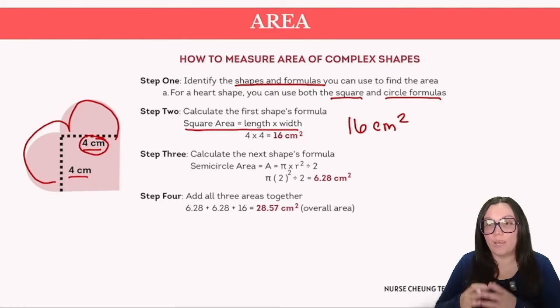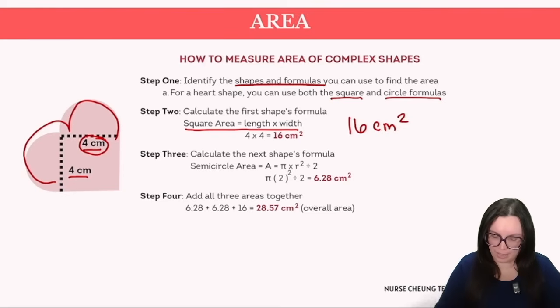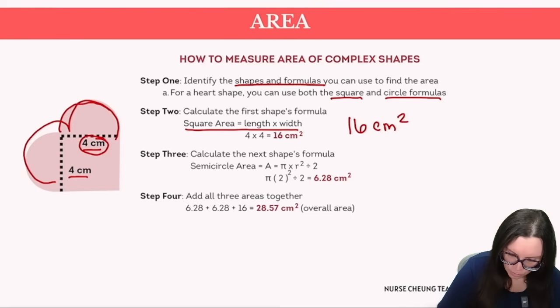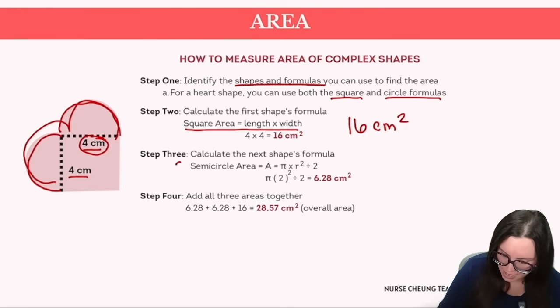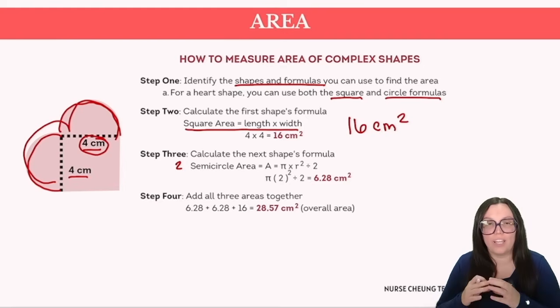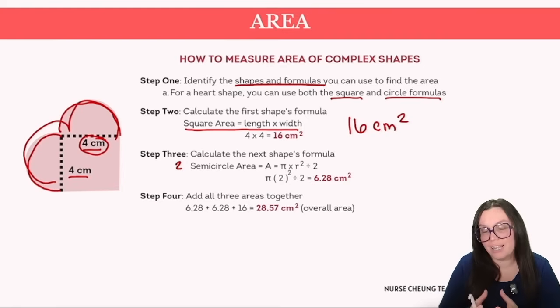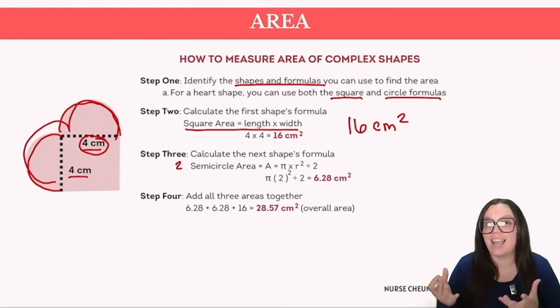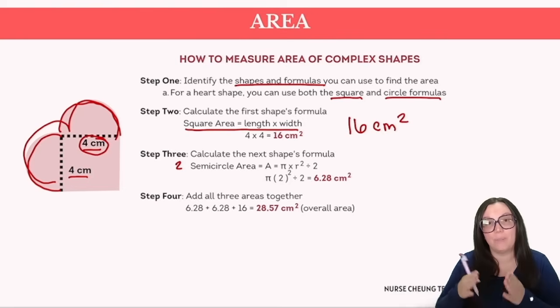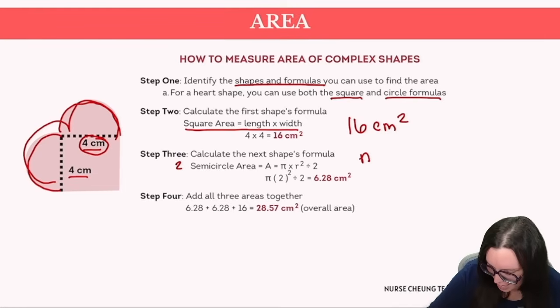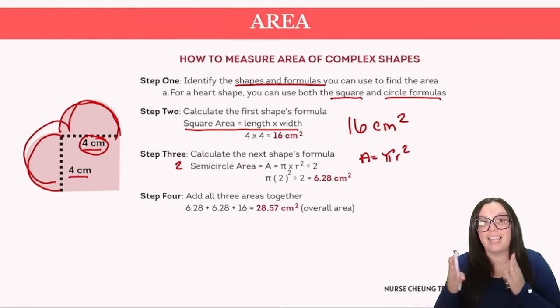So step 3 is we want to calculate the next shape's formula. So as we know, we have two semicircles along the edges of our square. So we need to figure out what is going to be the area of our semicircles. And all we do is we take our equation when it comes to area of a circle, and then we divide it by 2 in order to get the overall area of a semicircle. So starting with our equation, we have area is equal to pi r squared. That's how we're going to figure out the area.